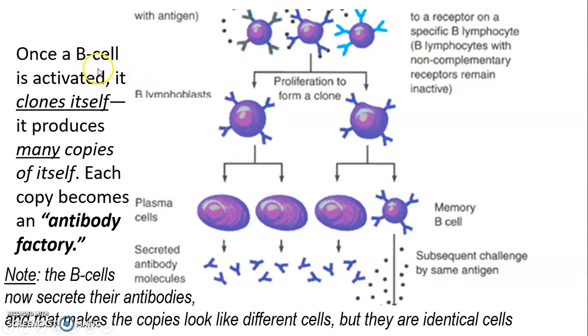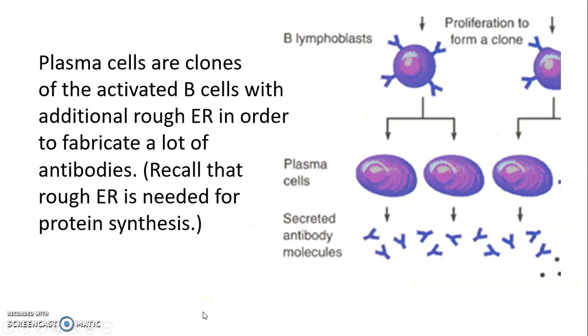So let me just read the summary. Once a B cell is activated, it clones itself, produces many copies of itself. Each copy is an antibody factory. The purpose of this cell's life is to produce many, many antibodies. Okay, and this explains what I just explained a moment ago. So the name of the copies or the clones are called plasma cells. And this again explains what I talked about earlier. So read it again, just to review what the purpose of the rough endoplasmic reticulum is.